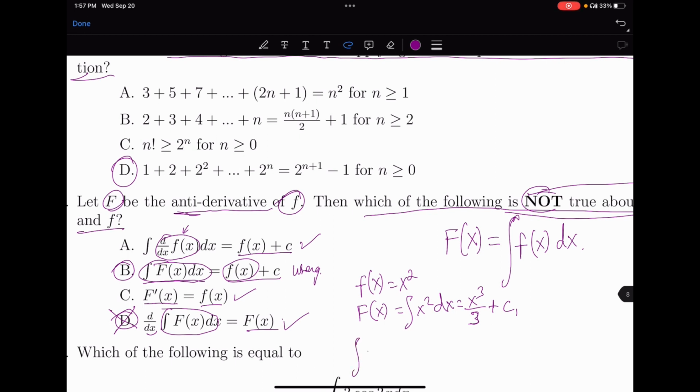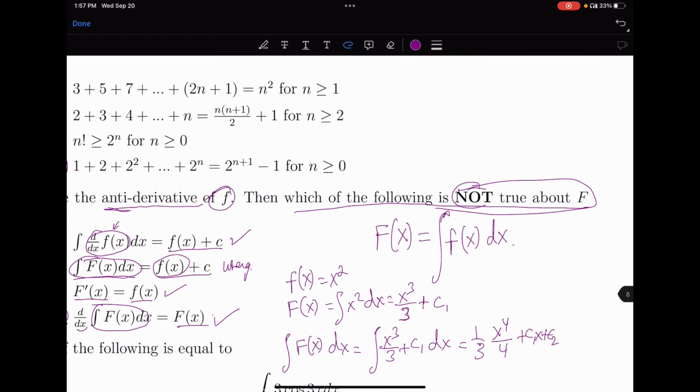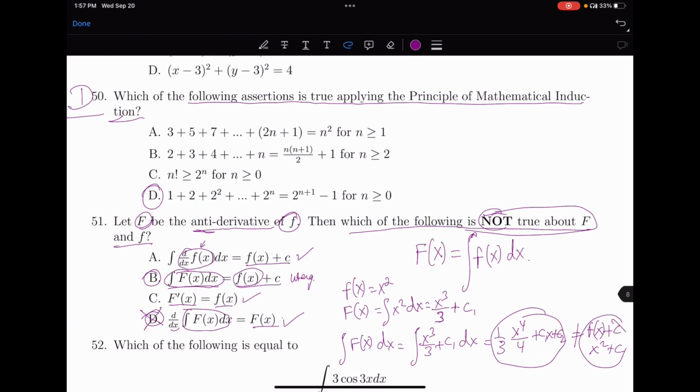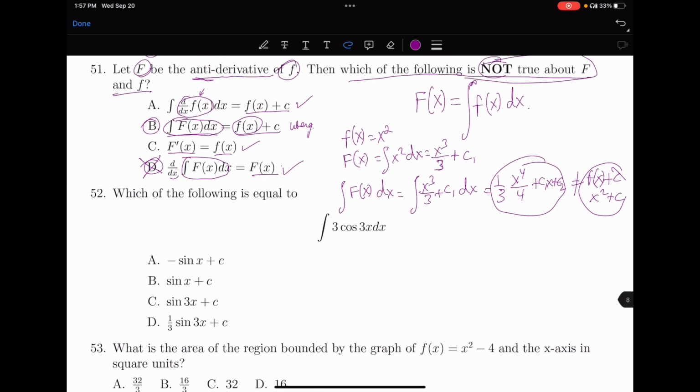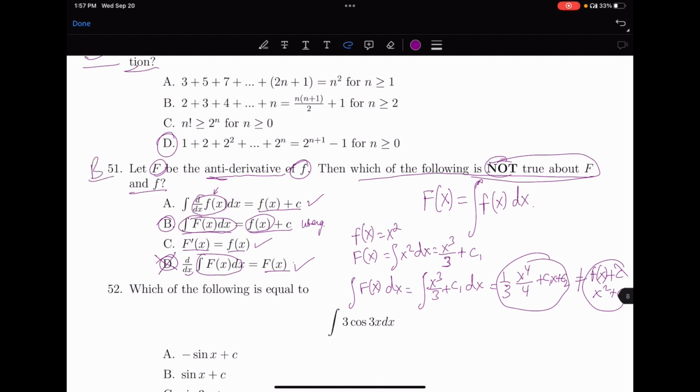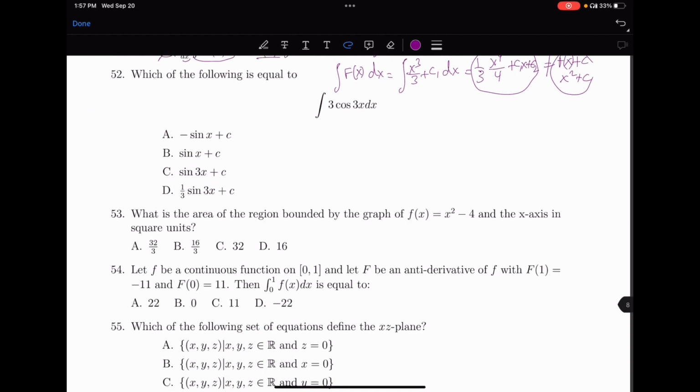Now the integral in b, the integral of capital F of x dx, will be the integral of x to the power of 3 over 3 plus c1 dx. That would be 1 over 3 times x to the power of 4 over 4 plus c1 x plus c2. That is not equal to f of x plus anything, it is not related. f of x is x squared, and this is x to the power of 4. That is why b is the answer, and the others are correct. So the answer for 51 is b.